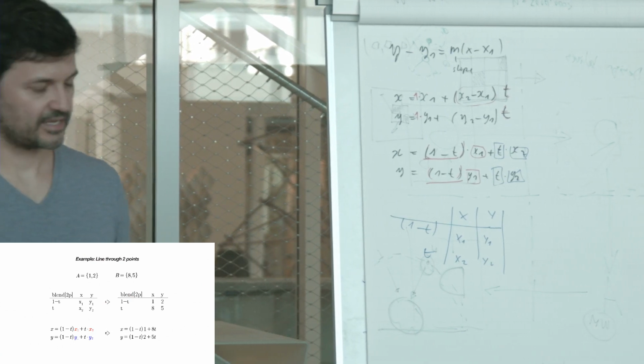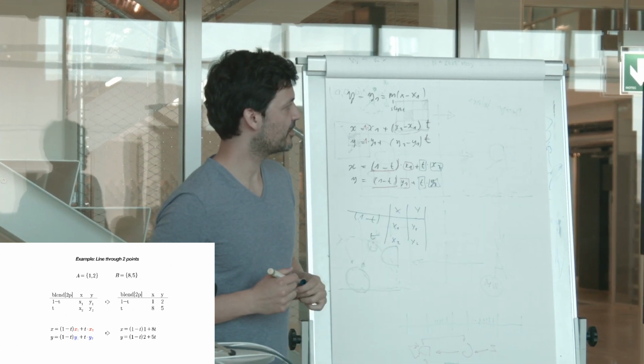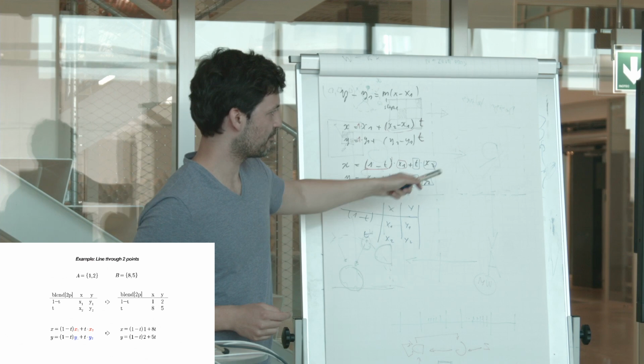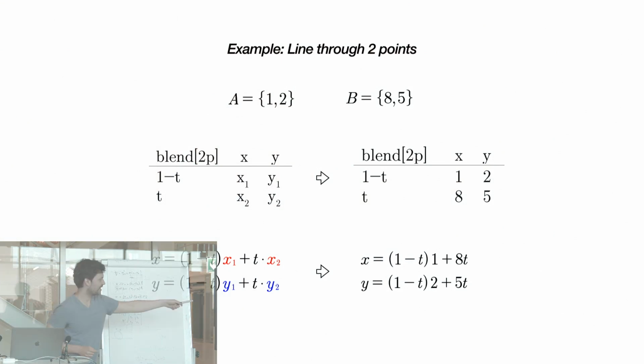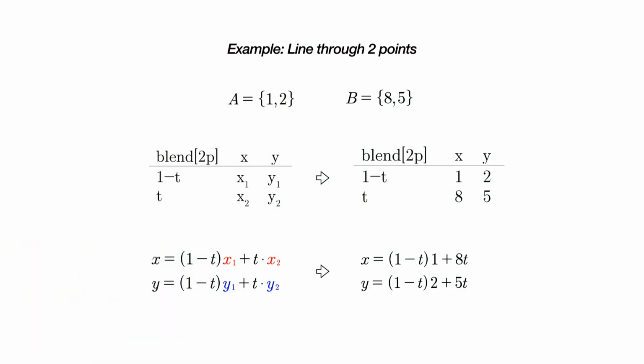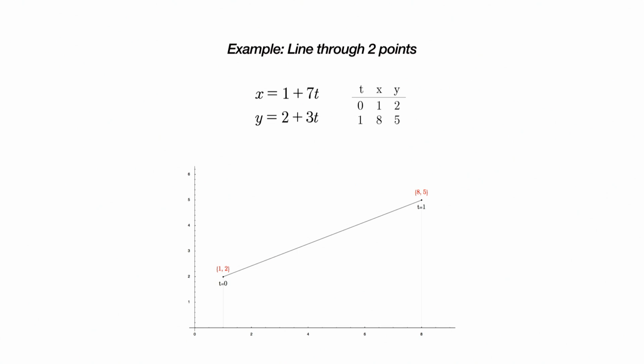So now, instead of x1, y1, and so on, let's take real coordinates. Point A has coordinates 1 and 2. Point B has coordinates 8 and 5. If we take this function and plug the numbers in, you get that thing on the right: x equals (1 minus t) times 1 plus 8t, and so on. If we distribute things, we get the thing on the bottom: x equals 1 plus 7t, and y equals 2 plus 3t. Now we just need some values of t to calculate x and y, and you will see that you get a line. For t equals 0, you get the start point, and for t equals 1, you get the end point.